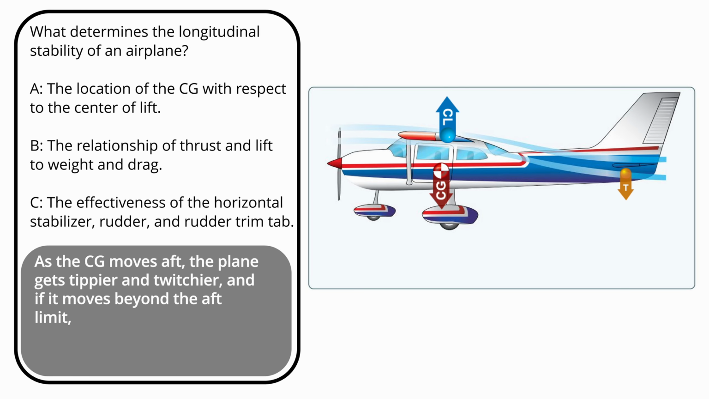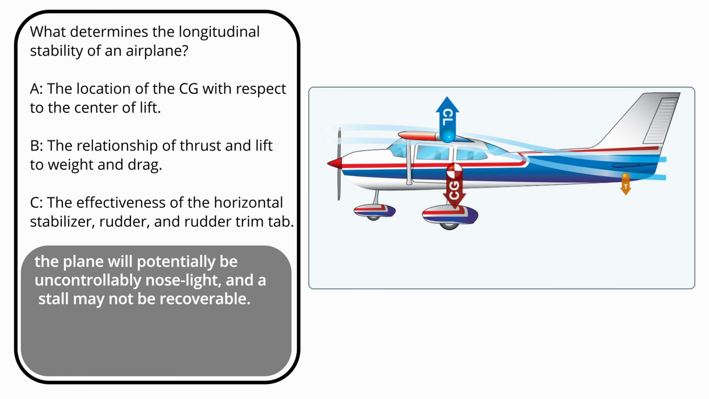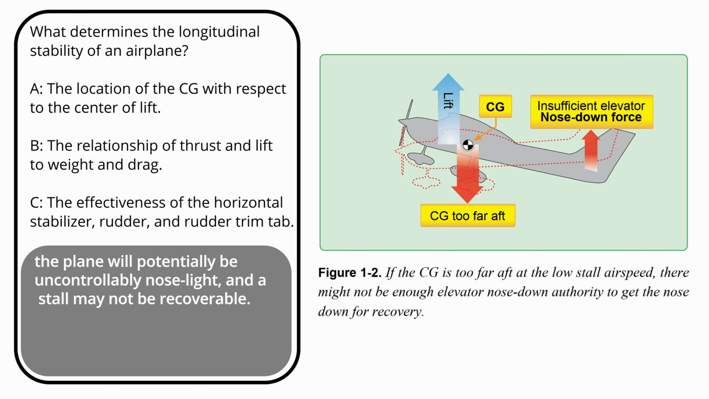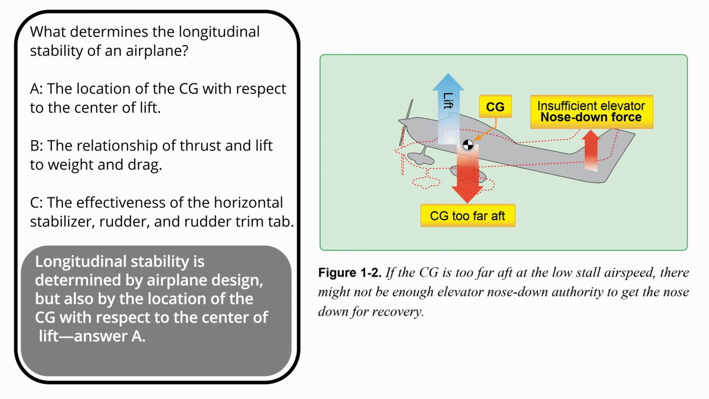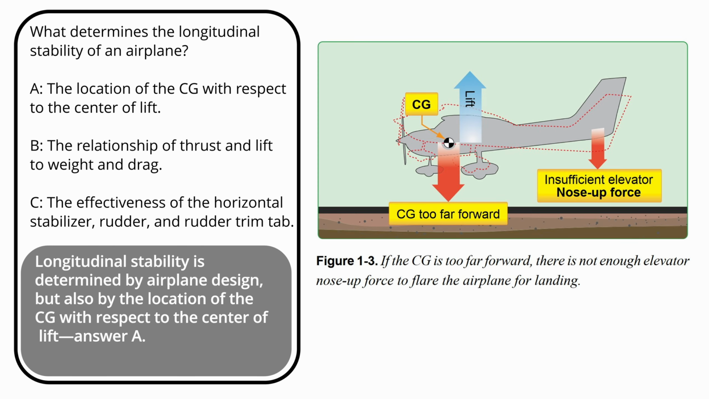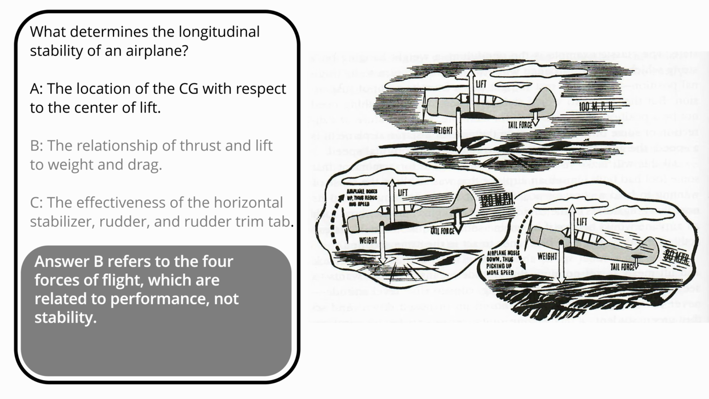As the CG moves aft, the plane gets tippier and twitchier, and if it moves beyond the aft limit, the plane will potentially be uncontrollably nose light, and a stall may not be recoverable. Longitudinal stability is determined by airplane design, but also by the location of the CG with respect to the center of lift. Answer A.